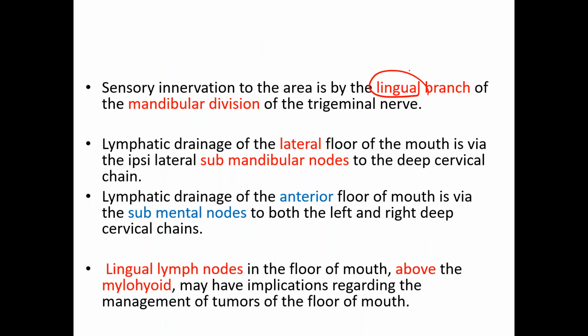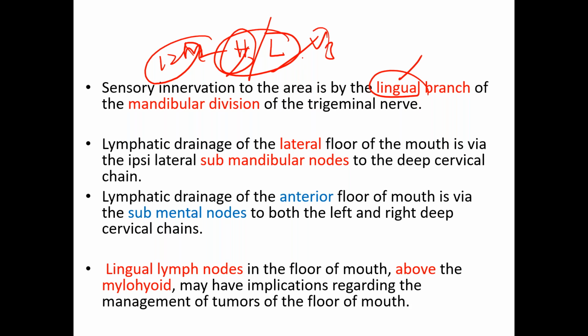Sensory innervation is by the lingual nerve. So there are two important nerves in the floor of the mouth, the lingual nerve and the hypoglossal nerve. The lingual nerve is a branch of V3, that is, the mandibular division of the trigeminal nerve, as you know.